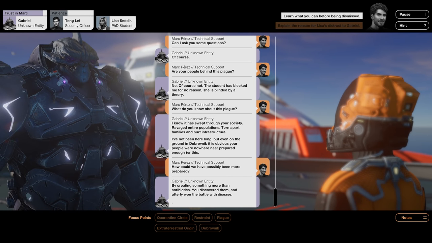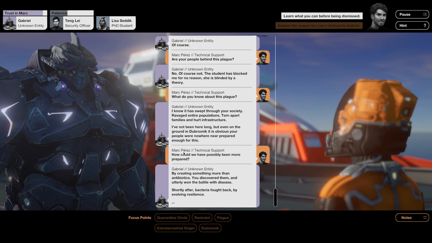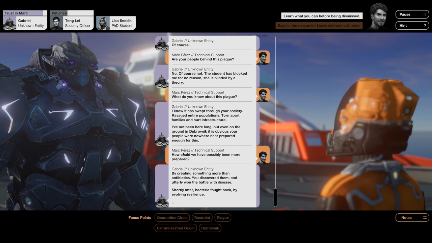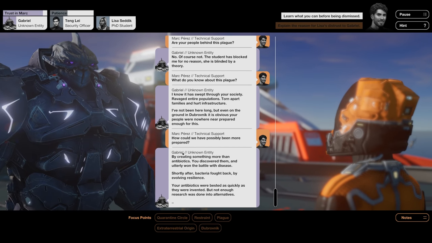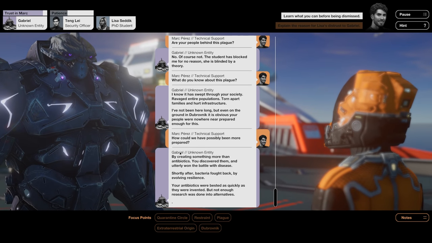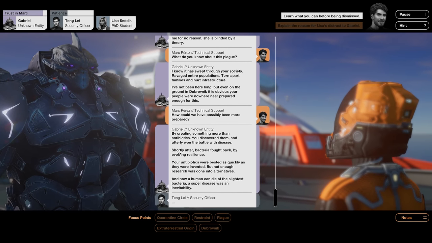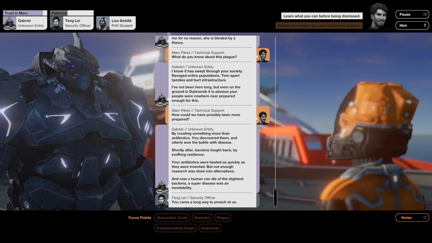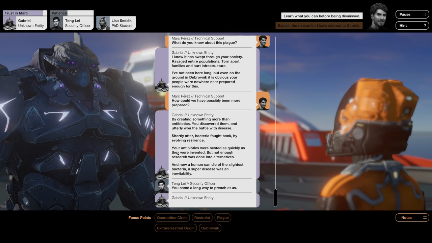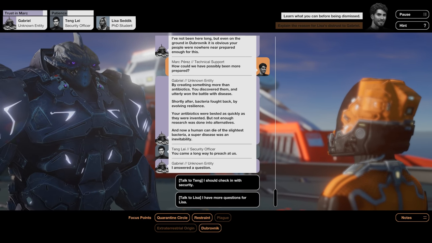By creating something more than antibiotics, you discovered them and utterly won the battle with disease. Shortly after, bacteria fought back by evolving resilience. Your antibiotics were bested as quickly as they were invented, but not enough research was done into alternatives. And now a human can die of the slightest bacteria. A super disease was an inevitability. You came a long way to preach at us. I answered a question.